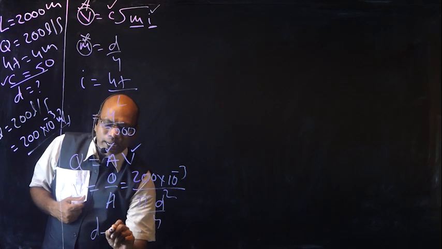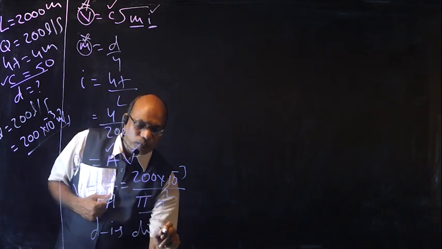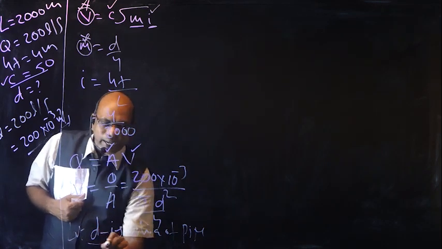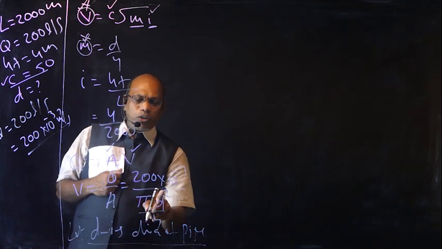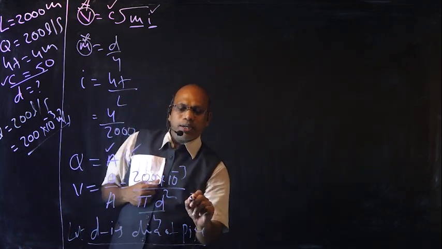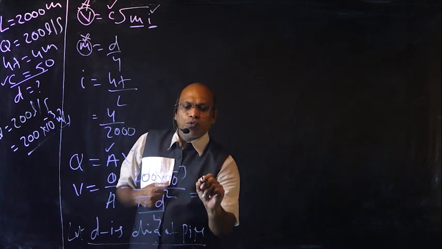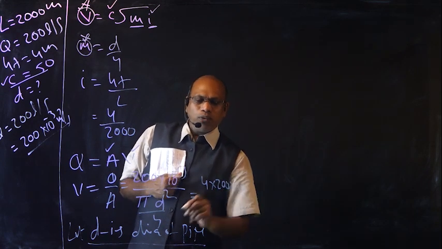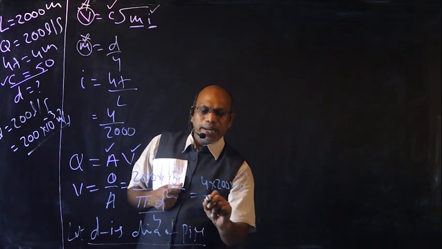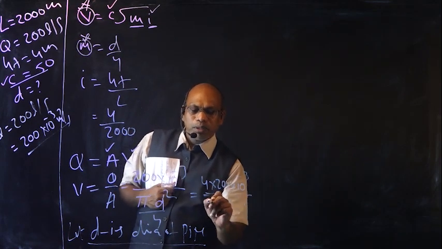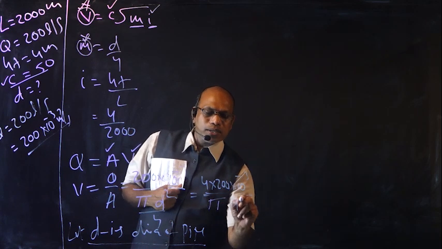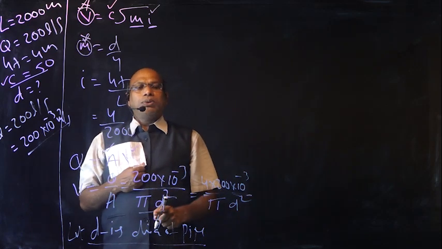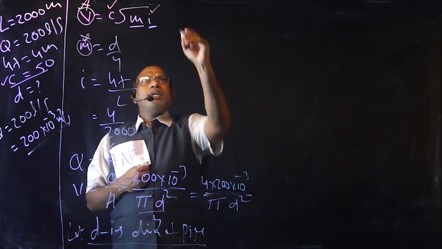where d is the dia of pipe. Let d is the dia of pipe. Therefore, area is equal to pi d square by 4. Therefore velocity is equal to 4 into 200 into 10 power minus 3 divided by pi d square. This is the velocity, right? Now we are going to substitute the values in the standard equation.